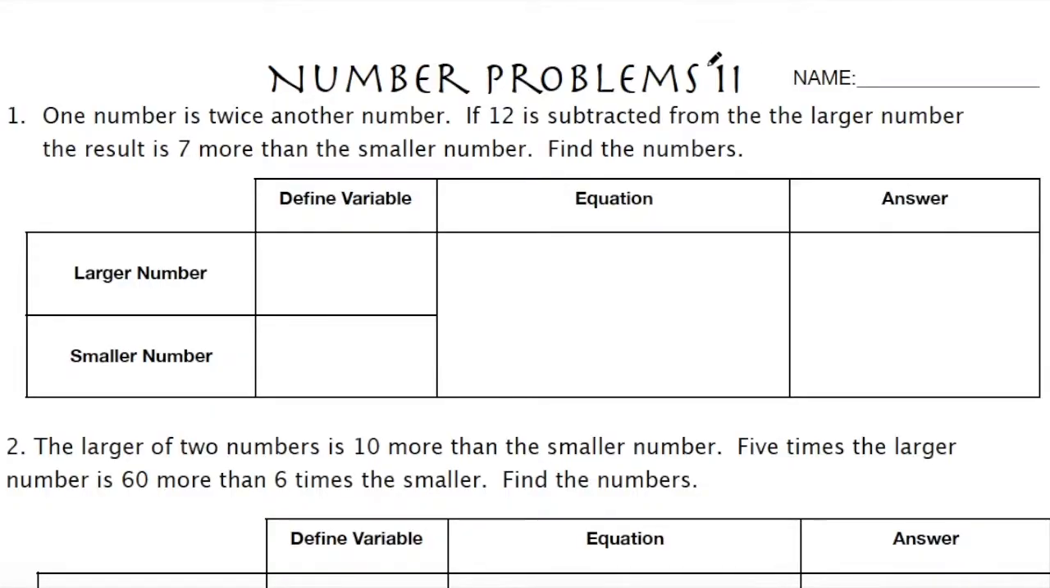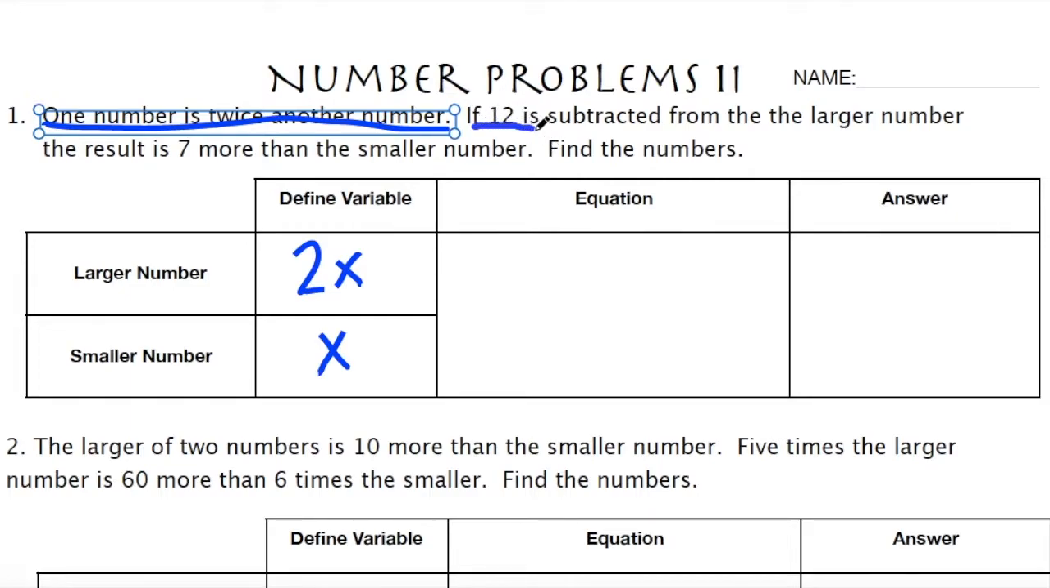For number problems 2, we have more of the same type of problems. I will help you set up a few of these. One number is twice another number. So that just means that our smaller number is x and our larger number is 2x.